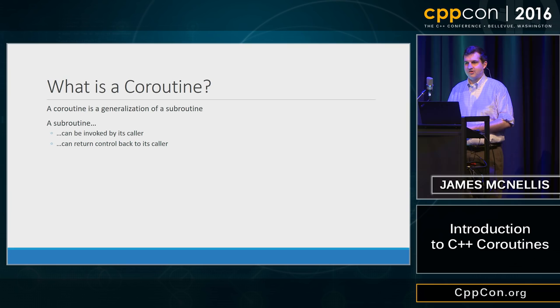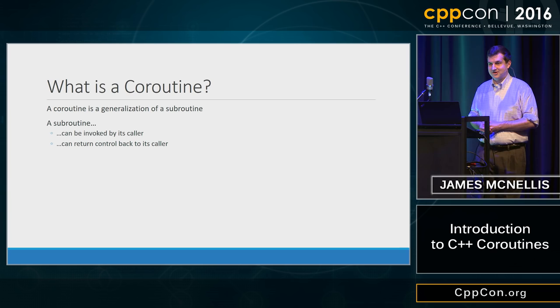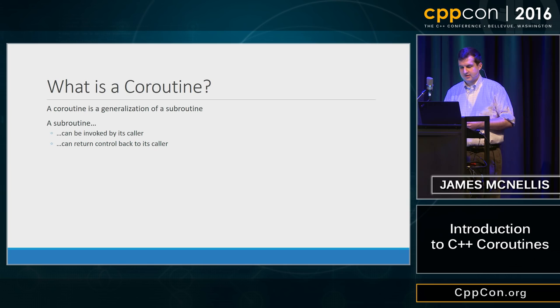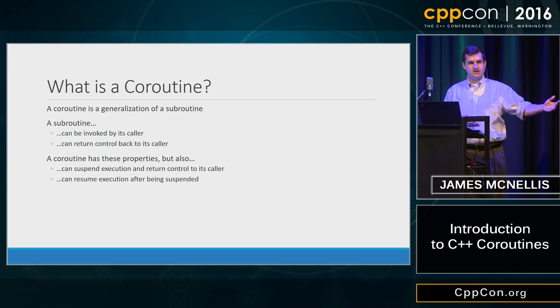So hopefully everyone is familiar with a particular type of subroutine in C++. It's called a function. So you can call a function, and then when the function is done doing whatever it was doing, it's able to return control back to you so that you can continue doing other work. A coroutine also has these properties, but it also has two other properties. It can suspend execution and return control back to you, and then your caller can resume you, and you will pick up where you left off.